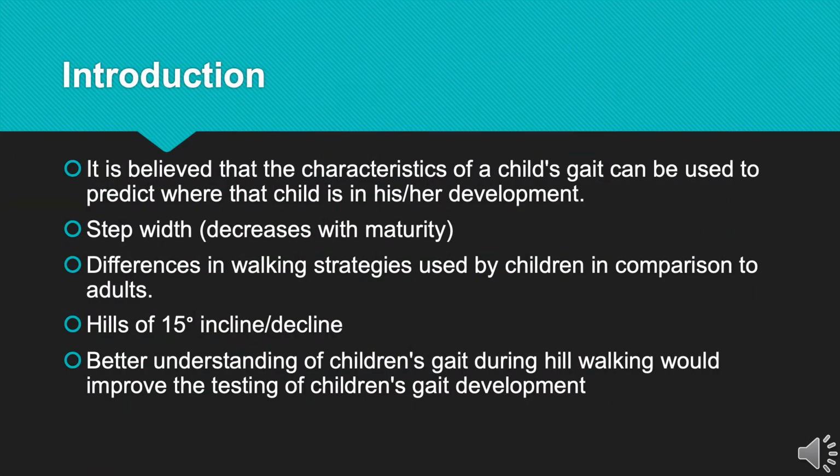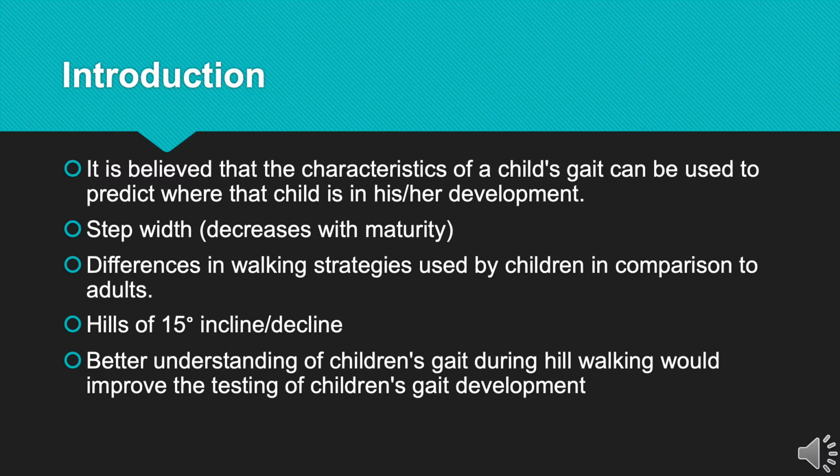It is believed that the characteristics of a child's gait can be used to predict where that child is in his or her development. One specific characteristic to go along with that theory would be step width. Step width normally decreases as a child matures because that child gradually becomes better with standing stability and balance. The purpose of the study was to investigate the differences in walking strategies used by children in comparison to adults.